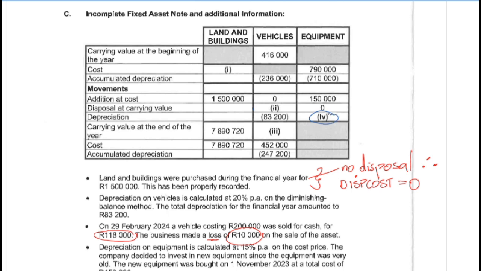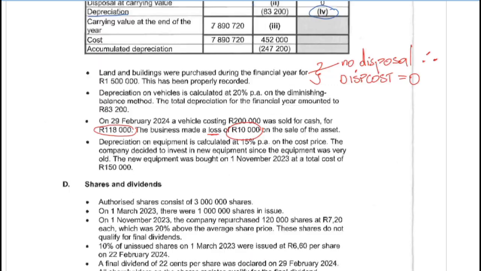For missing amount number 4, we are required to calculate the depreciation for the equipment asset class. In the additional information, we are told that the company acquired new equipment. There is no mention of any equipment that was disposed. That means the company has 2 types of equipment. It has old equipment, which is equipment that was in our records since the beginning of the year, and new equipment, which is equipment which was purchased during the current financial year. We must calculate the depreciation on the old equipment separately from the depreciation on the new equipment, and then we must add the 2 amounts together to get the total for depreciation on equipment.